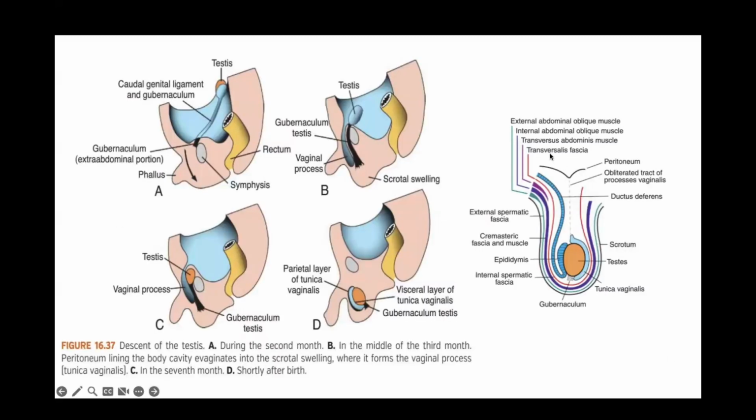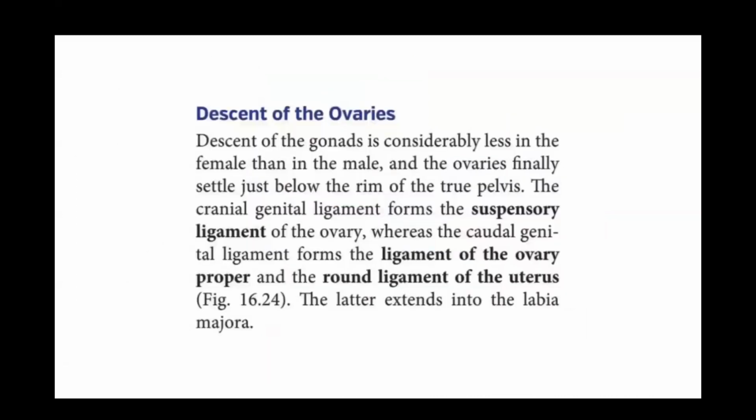And because the testes are passing through the abdominal wall to reach the scrotum, the layers of the abdominal wall will also become the layers of the testes. So what I mean by that is that the transversalis fascia will eventually become the internal spermatic fascia. The internal abdominal oblique muscle will become the cremasteric fascia and muscle, and the external abdominal oblique muscle will become the external spermatic fascia.